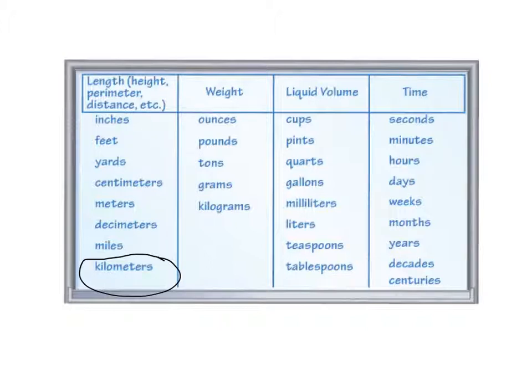Okay, and then time. So we've got seconds, very quick, right? We've got minutes, which is 60 seconds. An hour, which is 60 minutes. And then days, weeks, months, years, decades, which is 10 years, or a century, which is 100 years. So there's lots of different ways to talk about measurement.